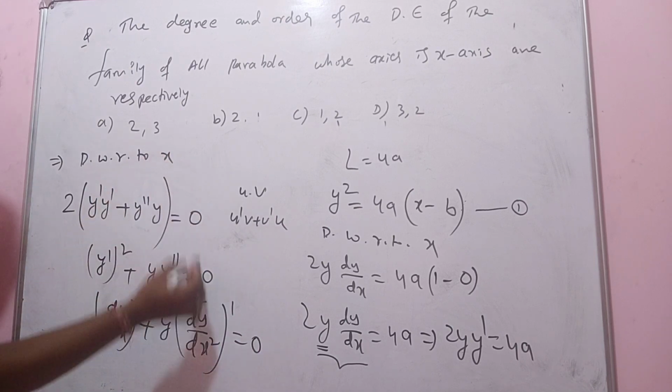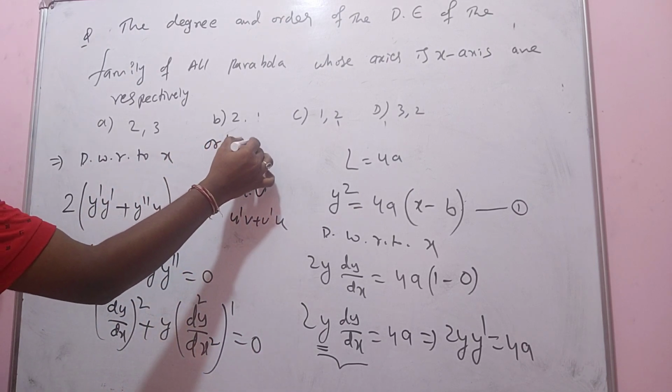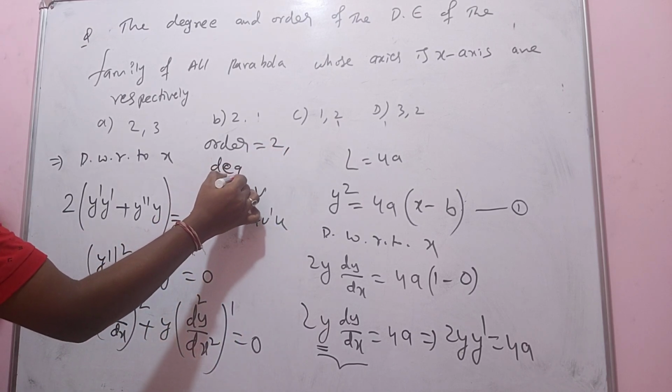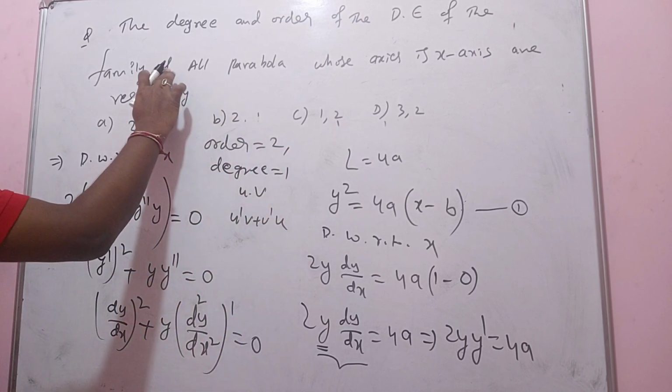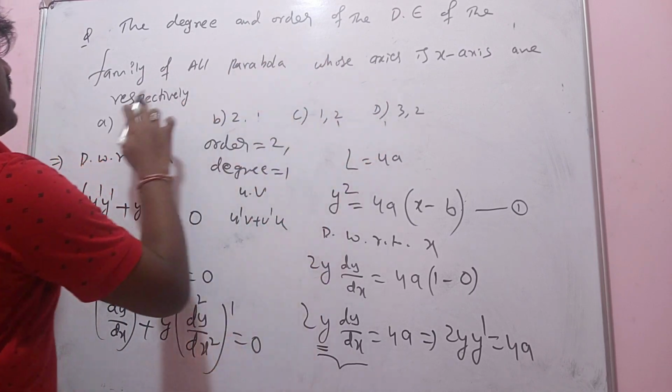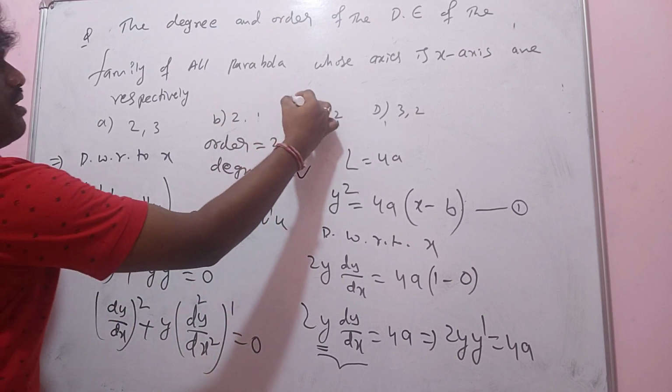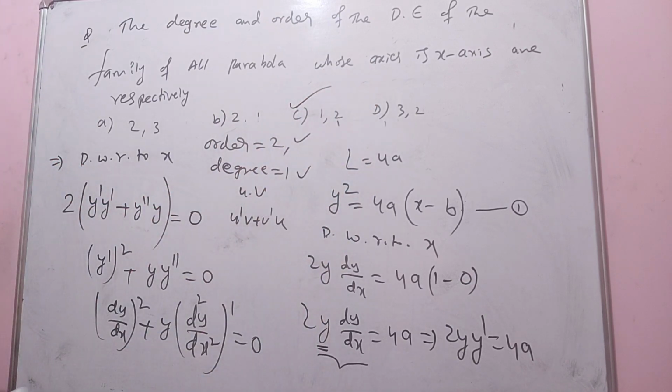So tell me, what is the order? Order is equal to 2. And what is the degree here? Degree is equal to 1. And what is being asked in the question? It is asking for degree and order. First degree, next order. So 1, 2. C is the right answer. Don't pick 2, 1.